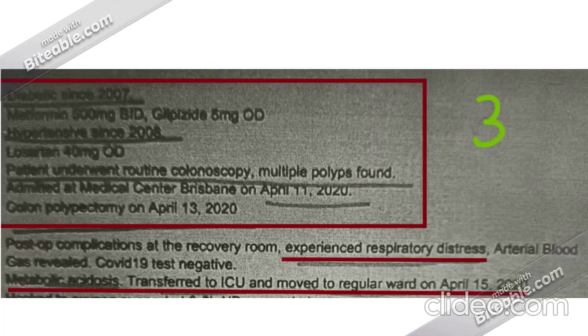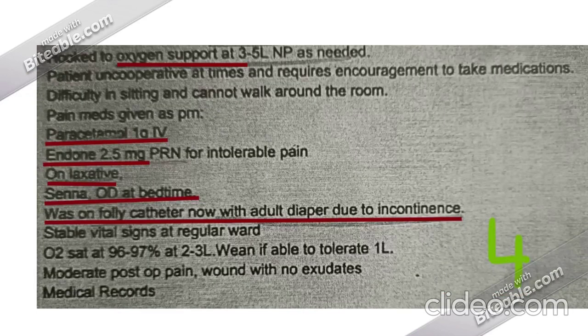Then they have given some post-operative complications and how they were managed. Post-operative complications at the recovery room: experienced respiratory distress, arterial blood gas revealed metabolic acidosis, COVID-19 test negative, and transferred to ICU and moved to the regular ward on April 15, 2020. Patient is on oxygen support at 3 to 5 liters per nasal prong as needed. Patient uncooperative at times and requires encouragement to take medications. Difficulty in sitting and cannot walk around the room. Pain medication given, paracetamol, and laxative, Senna. Like that, many medications were there.